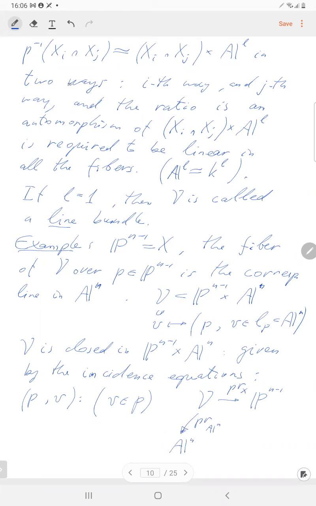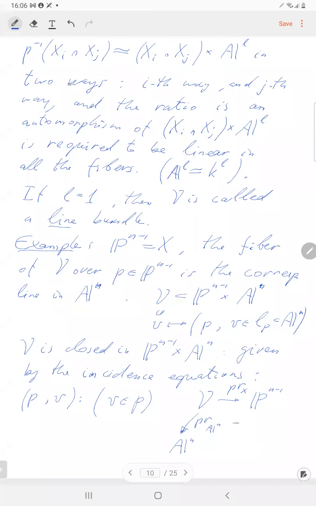And I claim that this projection to the affine space is a birational isomorphism. All the fibers of projection to projective space are just affine lines, and it's by no means a birational isomorphism. But the projection to the affine space is a birational isomorphism. Indeed, away from the origin, if you take a non-zero vector, then it uniquely defines the line passing through this vector and the origin.